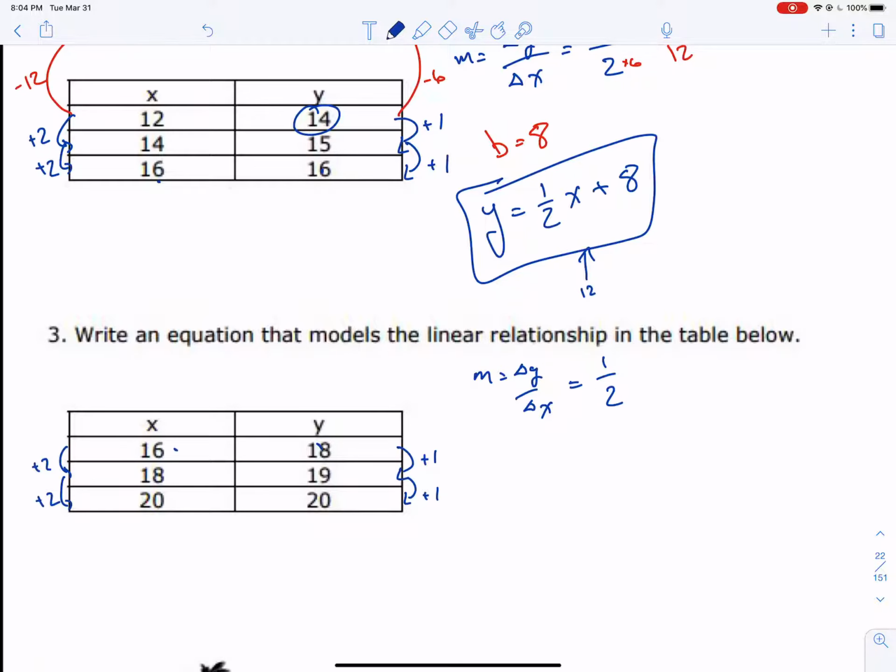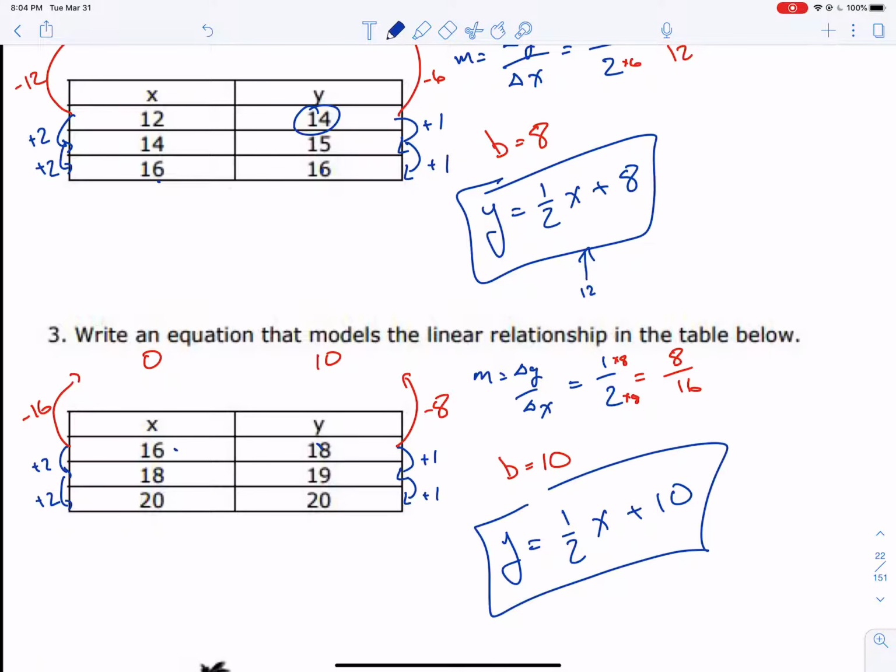All right, so let's do the same kind of strategy here. We want to go back 16 so I can get to 0, because that's where I'm going to find my y-intercept. So we want an equivalent fraction that has a 16 on the bottom. I get that by multiplying by 8. So we get 8 over 16. I'm going to go back 8 on the y side. So 18 minus 8 is 10. So b equals 10. That is y equals m, which is 1/2, and then we have an x, and then plus our y-intercept. It's positive 10, or plus 10, because it's a positive number. We're not dealing with any negative numbers.